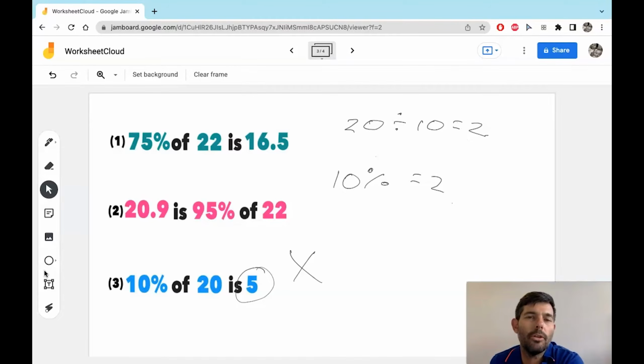Okay, I hope you guys managed to do it. And remember, go back to previous lessons if there are any principles that you have forgotten. Let's have a look at our mental maths questions for today.